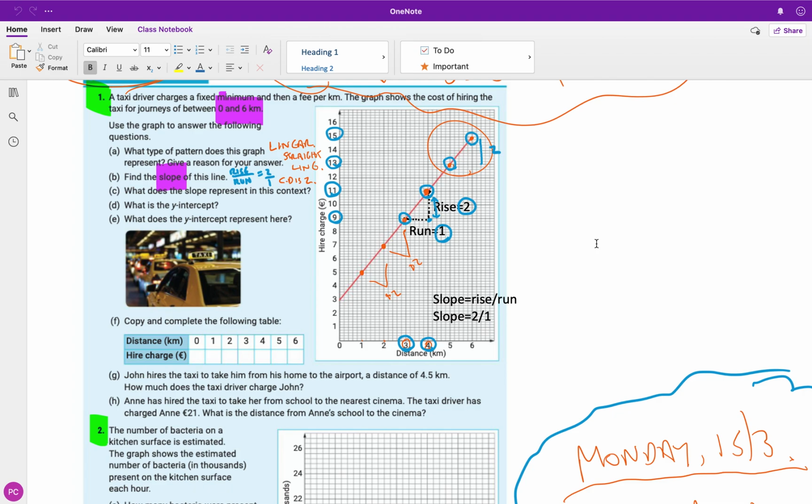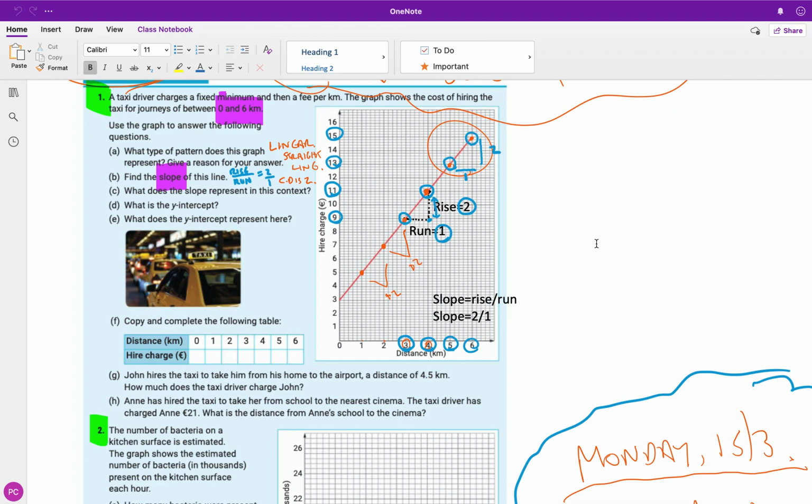As it's going up, how far does it go over? Well, it goes over between 5 and 6, so it goes over that amount. So the run is going to be 1. So again, the slope is going to be 2 over 1. I could do that between any 2 points, and the slope is always going to be 2 over 1, 2 over 1, 2 over 1, every time.